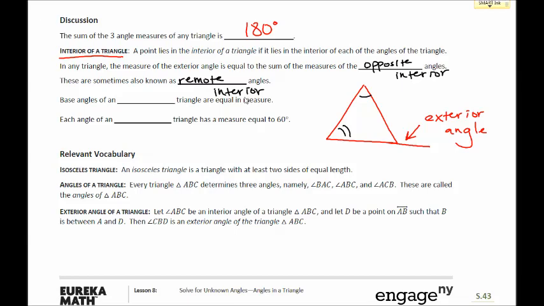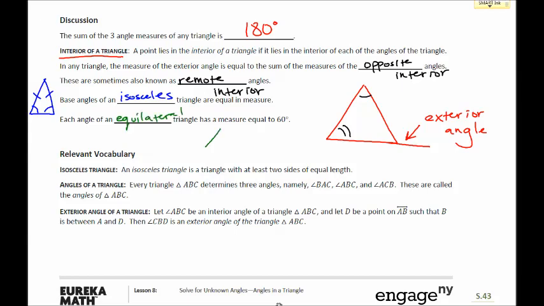Another important fact about angles in triangles is that the base angles of an isosceles triangle are equal in measure. Here's a quick picture of an isosceles triangle. An isosceles triangle is a triangle where two sides are the same length, and the base angles, meaning the angles opposite those sides, will have the same measure. And the last really important fact about angles in triangles is that each angle of an equilateral triangle has a measure equal to 60 degrees.